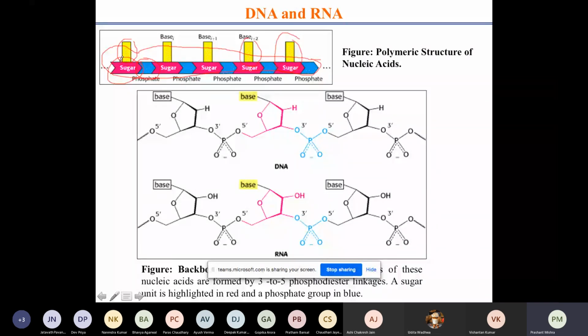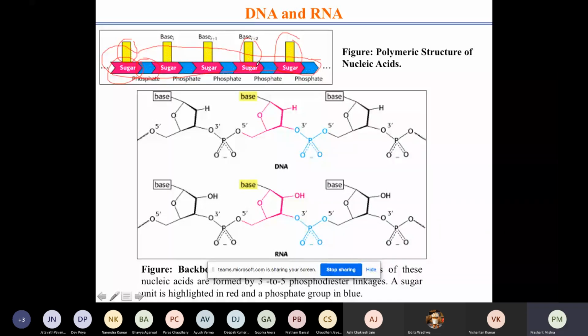So this is the linkage where one sugar is attached to another sugar by a phosphate residue, and this is the phosphodiester bond. Then you have different types of bases, base 1, base 2, base 3, base 4, and so on. So what is the backbone? Sugar, phosphate, sugar, phosphate. This makes the backbone. And the bases are the variable.